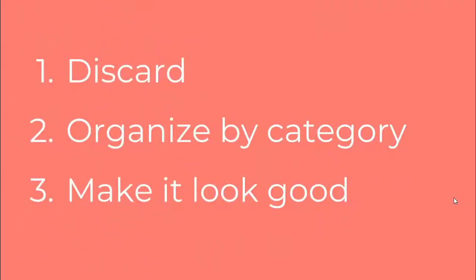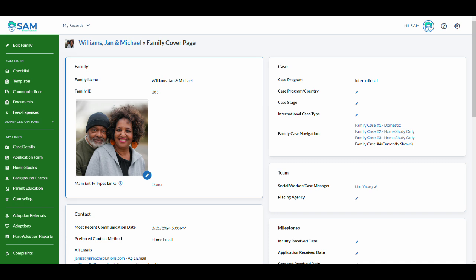First, discard. Disable or remove links that your team is not using. Reorganize the links by category or part of your service. On details forms, offer users links to related forms or information so that it's at their fingertips.